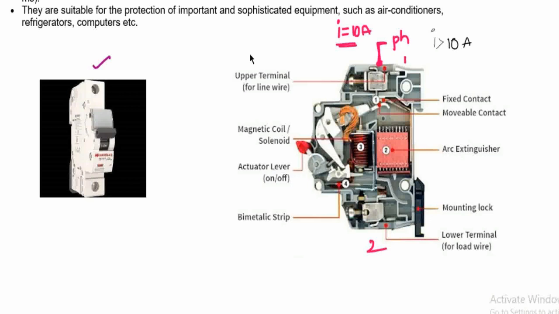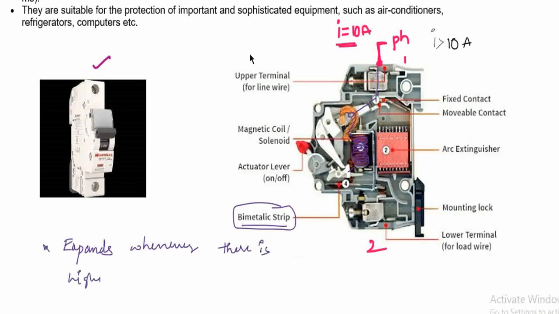The high current will flow like this, and here we have a solenoid, that is nothing but an inductor, and after that we have a bimetallic strip here. This is the crucial part in MCB. The property of the bimetallic strip is that it expands whenever there is a high current flow through it.